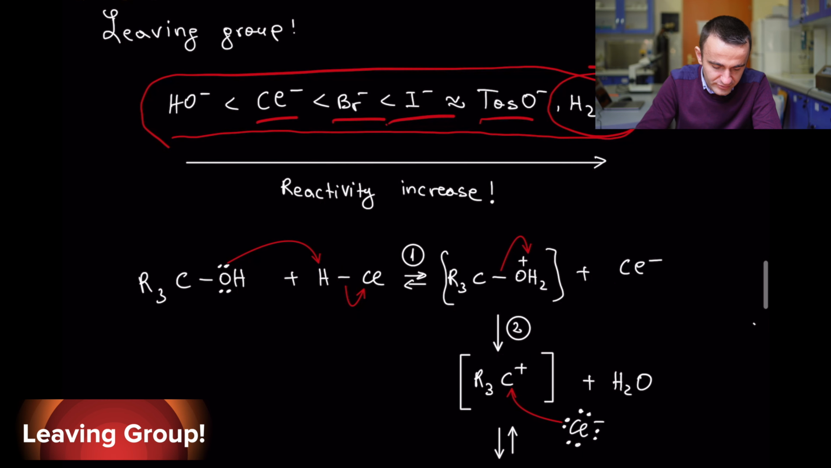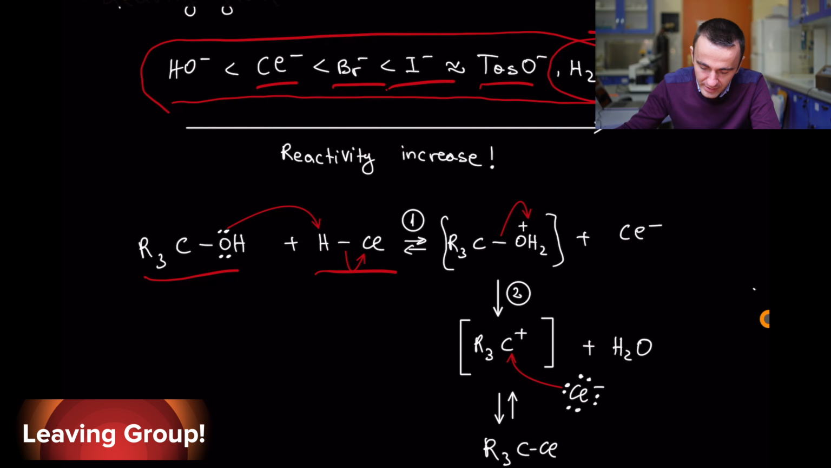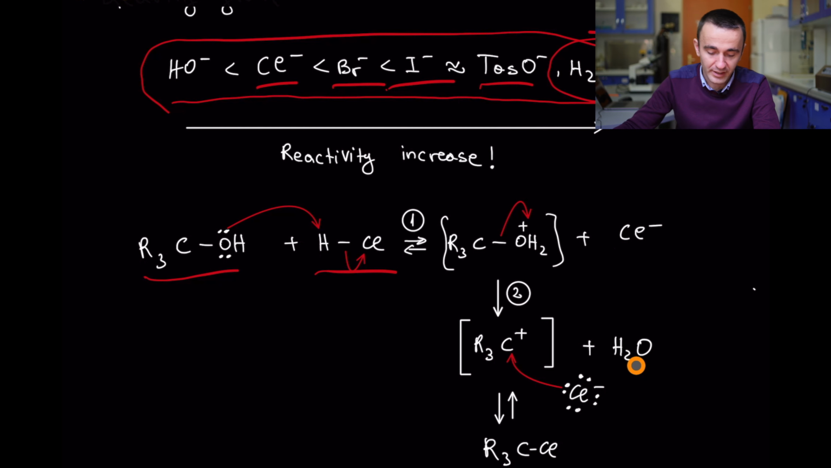As you can see here, a tertiary alcohol reacts with hydrochloric acid, and the leaving group is water. There is protonation of the hydroxy group here, and after that water goes away and the nucleophile attacks here, and you have the formation of the alkyl halide. Also the leaving group is water.